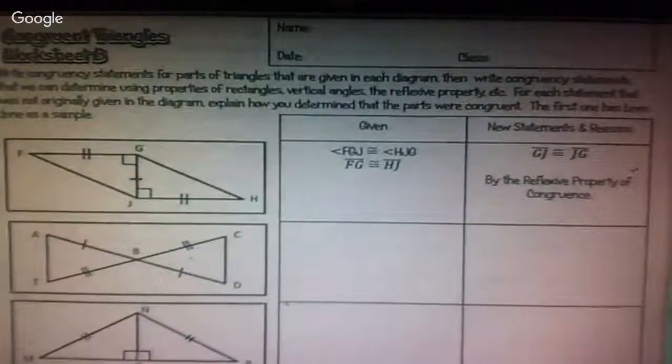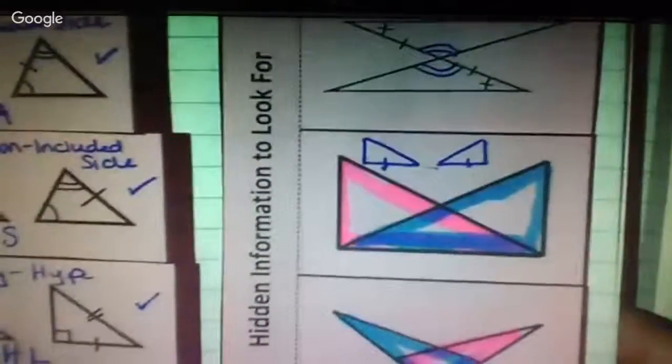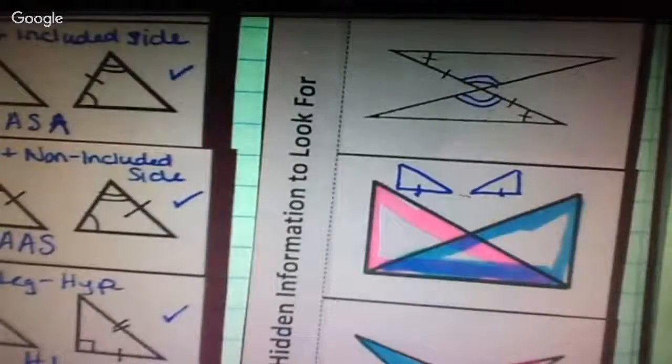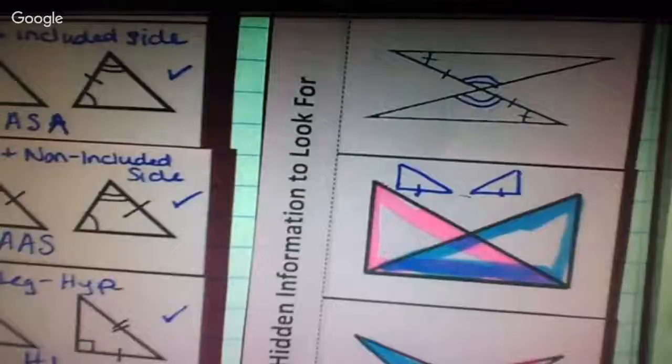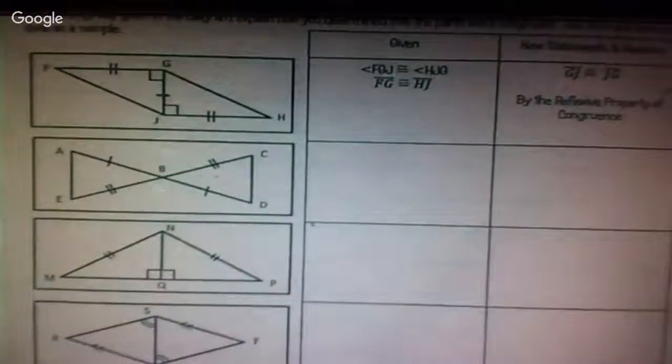So it's all going back to what we talked about yesterday, about how you could have vertical angles that they don't mark, but you know that they're congruent because they're vertical. If they share a side, that's reflexive sides. If they share an angle, that's reflexive angles. So if you take a look at the next one, what 2 pieces do they give you?